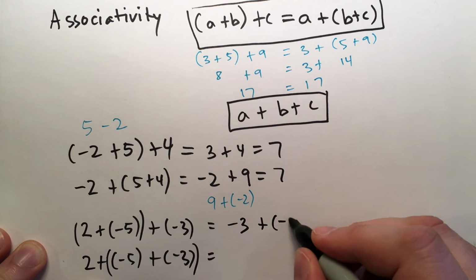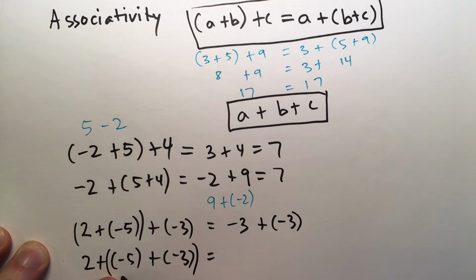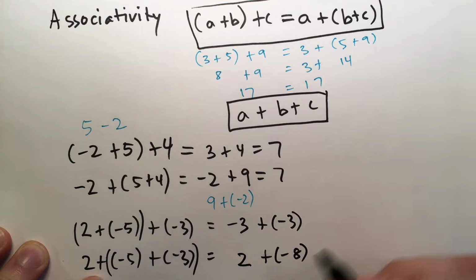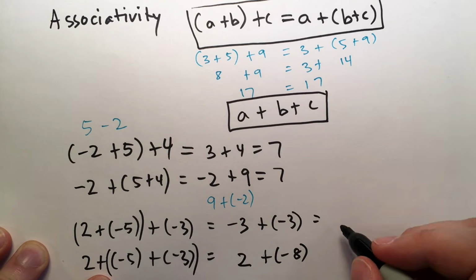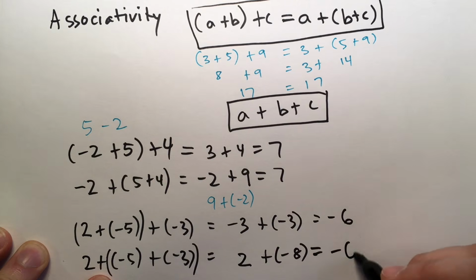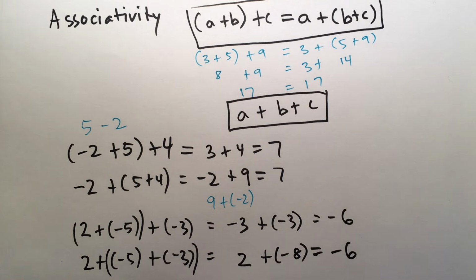And then we're going to add negative 3 more. And -5 plus -3, that's going to be -8. And we're going to start with 2. And in this case, -3 plus -3 is going to give you -6. And 2 plus -8 is going to give you -6 as well. So it checks out when you use negative numbers as well. Hopefully you're not surprised by any of this.